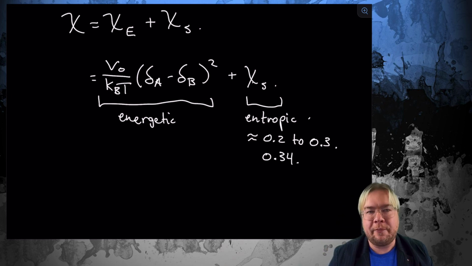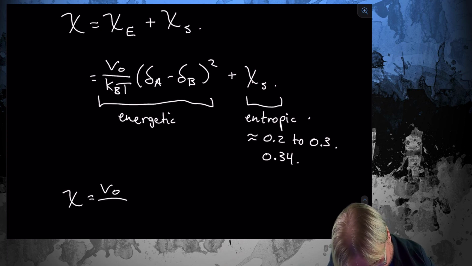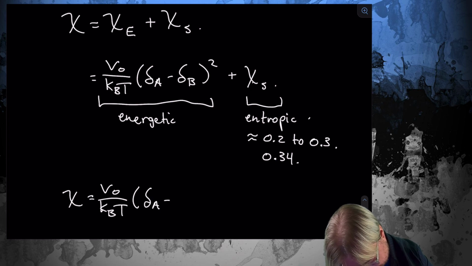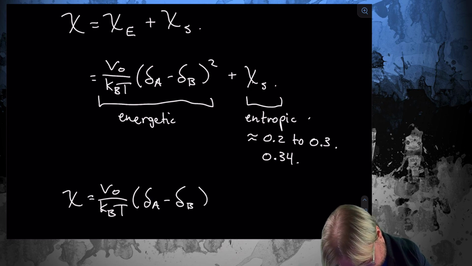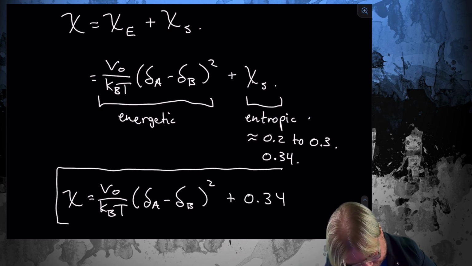So this means that the chi parameter in terms of the solubility parameters would be equal to V0 divided by kBT, delta A minus delta B squared, plus 0.34.